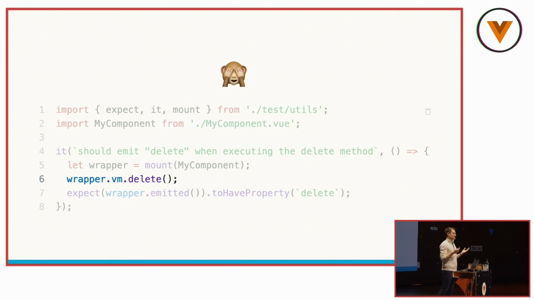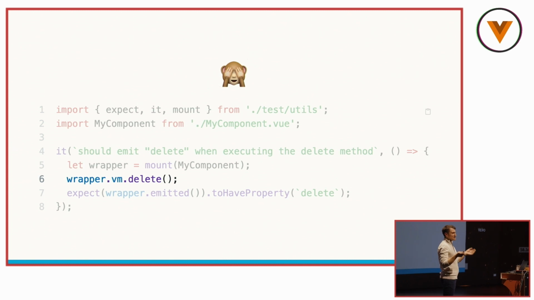But why is it such a bad thing to rely on implementation details like this delete method? Whenever you want to refactor your code, so whenever you want to change how your component works, instead of triggering this delete method, you maybe emit this event some other way. You don't need a method anymore. You trigger the event directly in the event handler maybe, or stuff like that. So you want to be free to refactor your component, but by coupling your test to those implementation details, you can't refactor your component freely anymore, and we should avoid this.